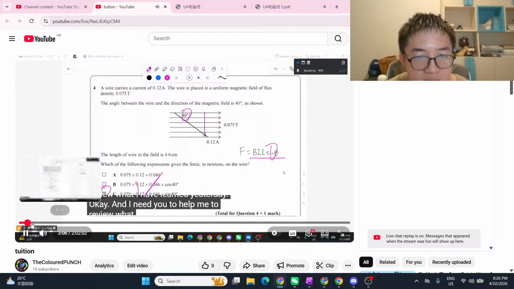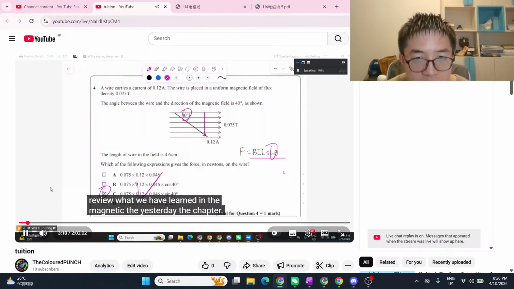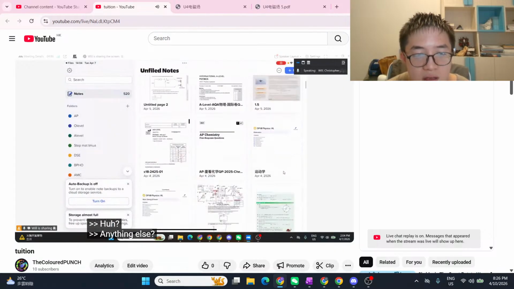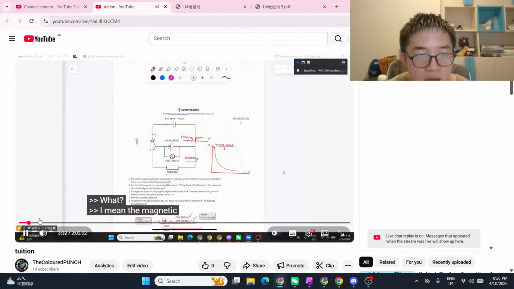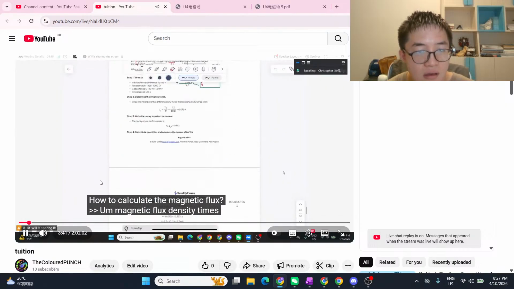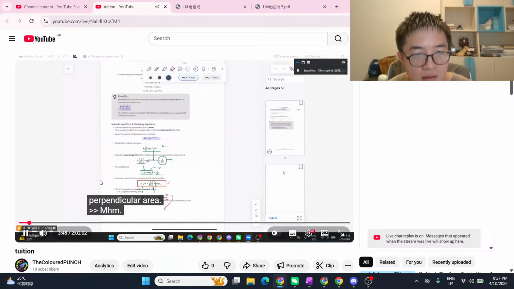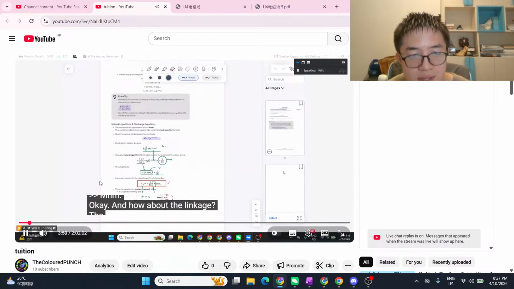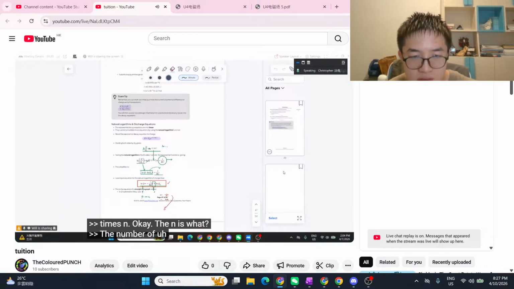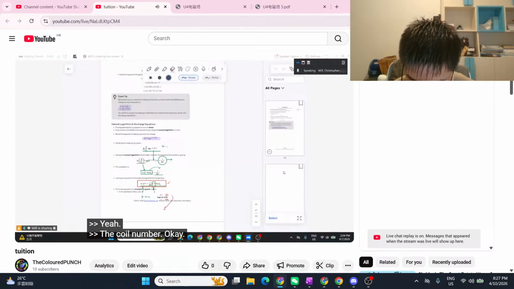And I need you to help me to review what we have learned in the magnetic chapter yesterday. What have we learned yesterday about the magnetic field? Magnetic flux density. Anything else? I mean, the magnetic flux is what? How to calculate the magnetic flux? Magnetic flux density times the perpendicular area. Okay, and how about the flux linkage? Times the number of turns of coil. Times N. Okay, the N is what? The coil number, right? Yeah, the coil number.